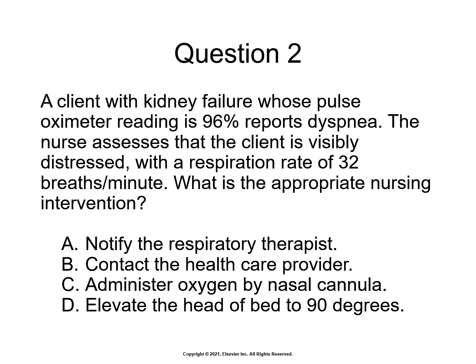Question 2. A client with kidney failure whose pulse oximeter is reading 96% reports dyspnea. The nurse reassesses that client and sees that they're visibly distressed with a respiration rate of 32 breaths per minute. What is the appropriate nursing intervention? Y'all better know this.